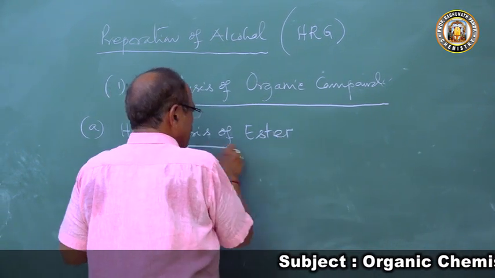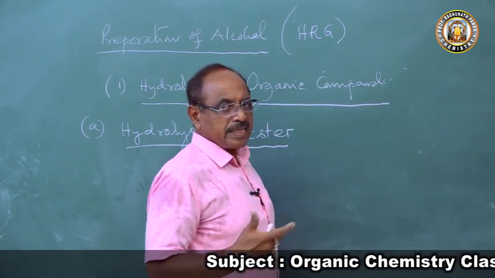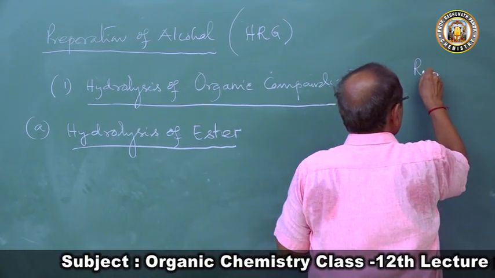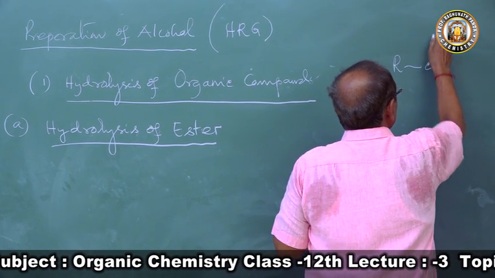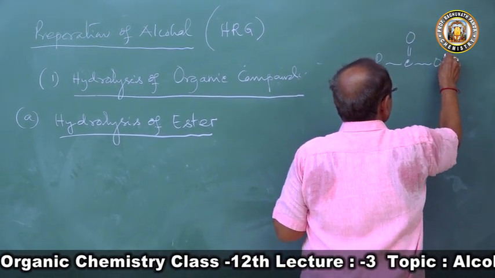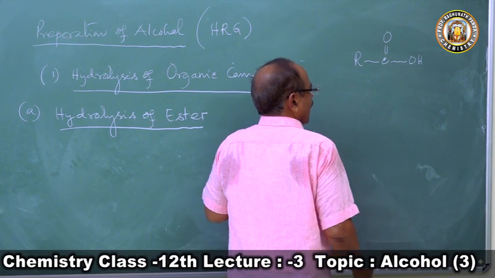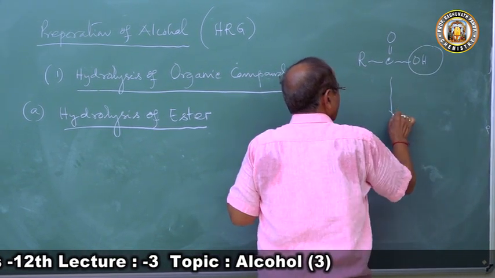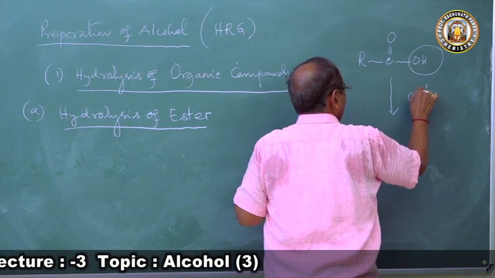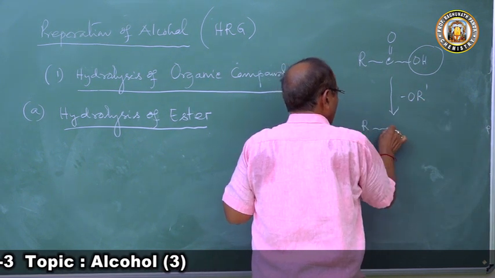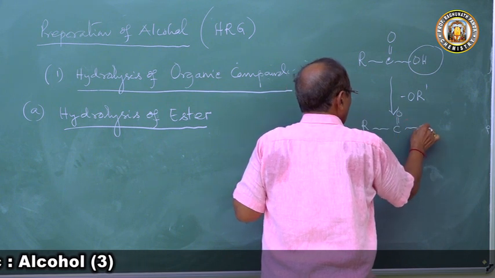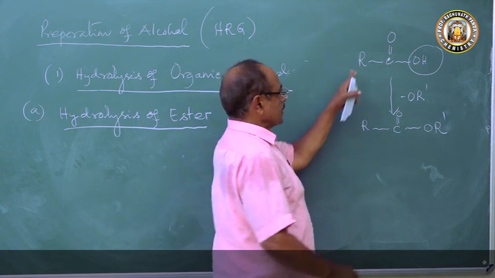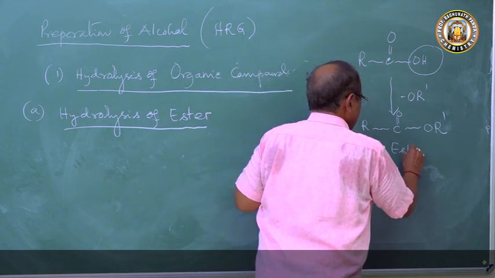So what is an ester? Ester is an alkoxy derivative of carboxylic acid. This is carboxylic acid, RCOOH is the carboxylic acid. And if we substitute the OH group by an OR dash group, an alkoxy group, then you get RCOOR dash. This is carboxylic acid, and this is ester.